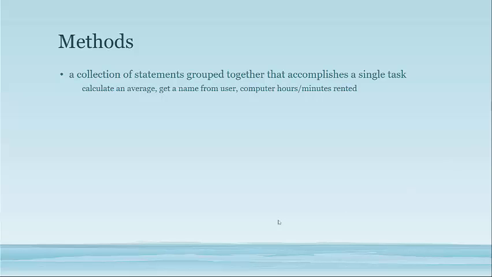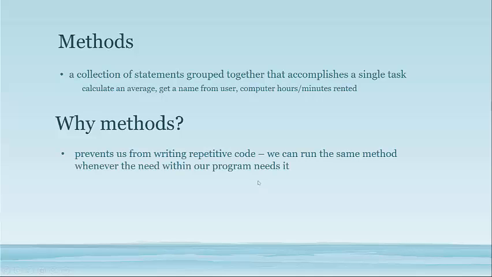So why would we want to use methods? Methods help us prevent writing repetitive code. Anytime we see ourselves writing the same code multiple times, that's a good candidate for a method. It's never a good idea to write repetitive code. We always want to find a way, if we see ourselves repeating code, to put it in a method or put it someplace where we can call it multiple times rather than writing the code over and over again.